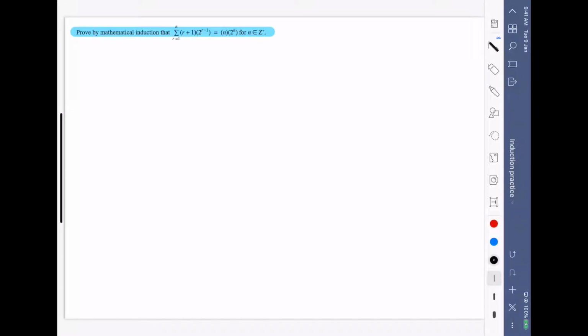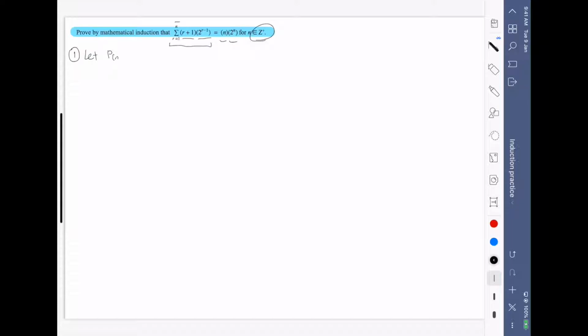So this is one of the questions we will attempt in the video. This question wants us to prove by mathematical induction that the sum of the expression (r plus 1) times 2 to the power of (r minus 1), from r equals 1 to n, is equal to n times 2 to the power of n, for n being a positive integer. So let's start with step 1.